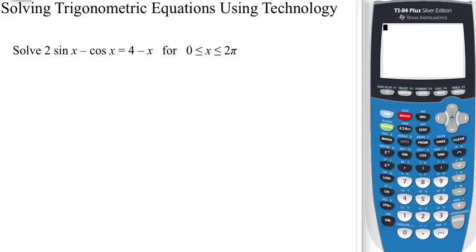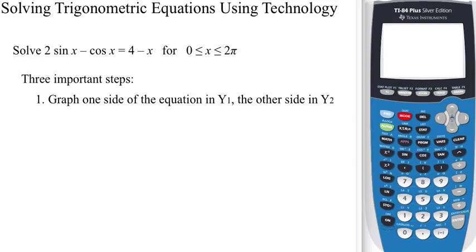All right. So the first thing we're going to look at is this equation here: 2 sine x minus cosine x equals 4 minus x. And we're going to solve it for all values of x between 0 and 2 pi. All right? So this is our goal. Now, in order to do this, there's really 3 things we need to think about. The first one is how we are going to solve this equation.